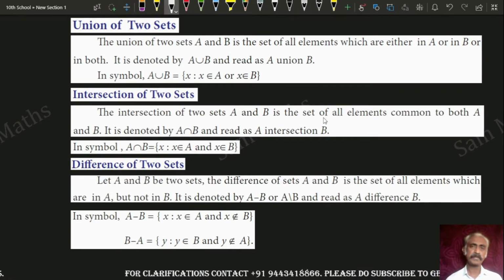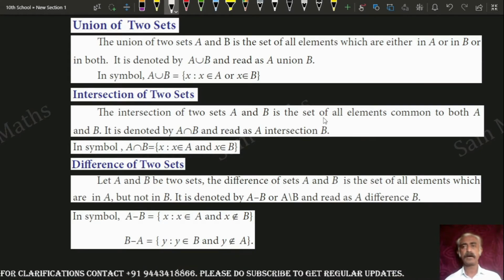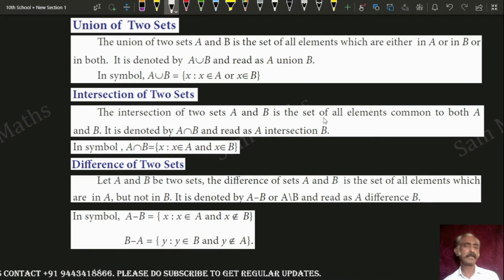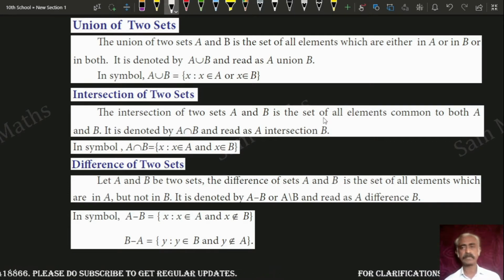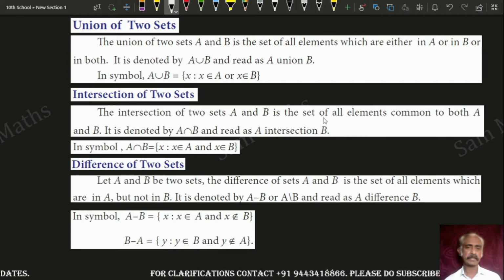Next is union of two sets. The union of two sets A and B is the set of all elements which are either in A or in B or in both. Okay, children? So we have to take the elements from A and B. Intersection of two sets. That is, the elements common to both A and B. That is intersection. We denote it by this symbol, A intersection B.